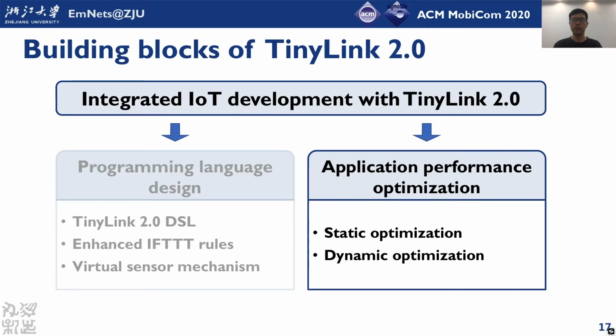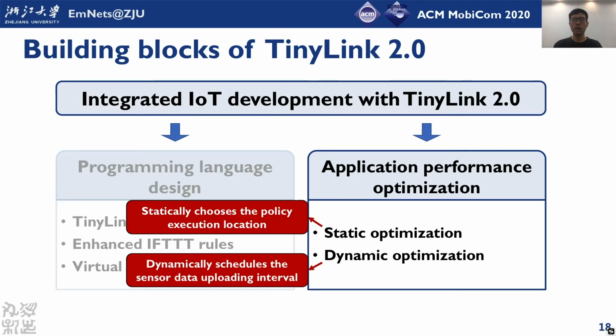Except for the TinyLink 2 language, our system also performs both static and dynamic optimization to minimize the energy consumption of the generated application. The takeaway message is that the static optimization is to statically choose the policy execution location. The dynamic optimization is to dynamically schedule the sensor data uploading interval. The formulations and methods we used could be found in our paper.